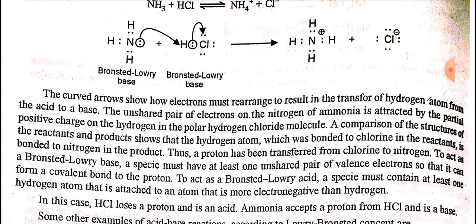To act as a Bronsted-Lowry base, a species must have at least one unshared pair of electrons so that it can form a covalent bond to the proton. To act as a Bronsted-Lowry acid, a species must contain at least one hydrogen that is attached to an atom that is more electronegative than hydrogen. In this case, HCl loses a proton and is an acid.